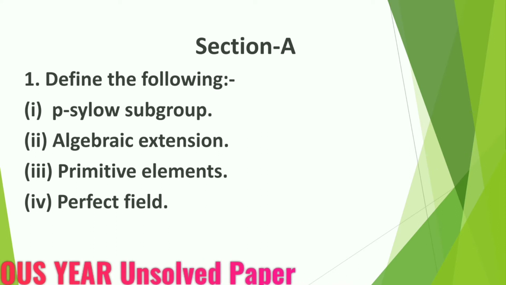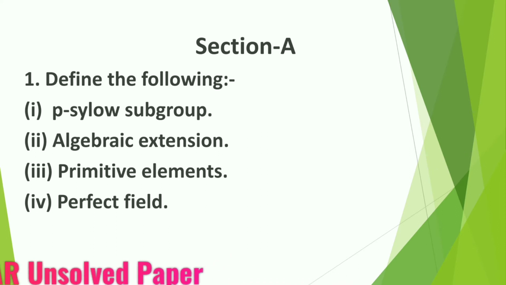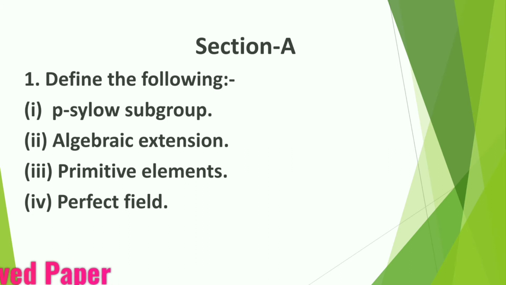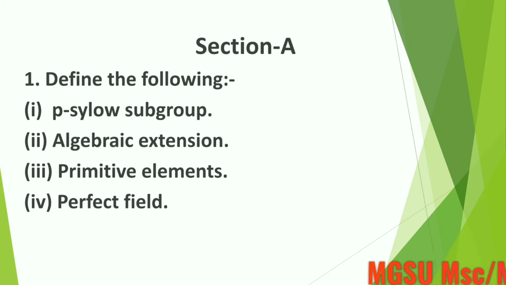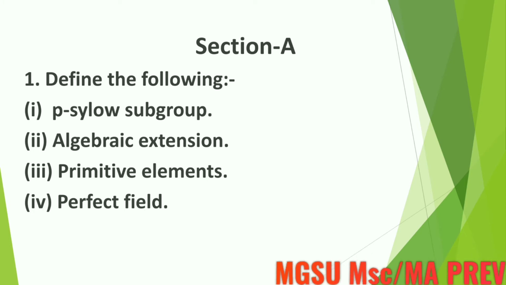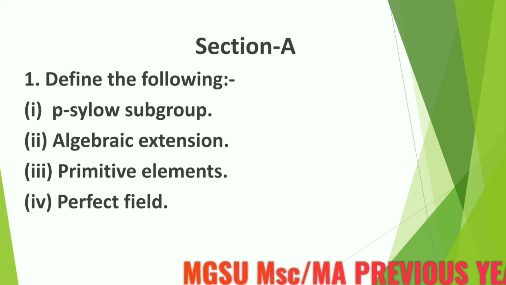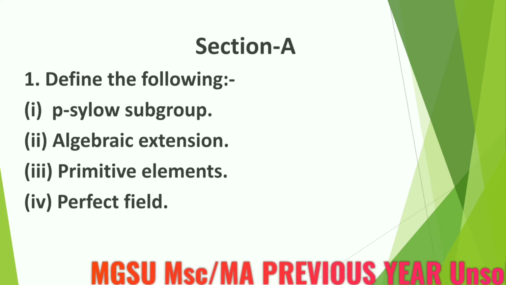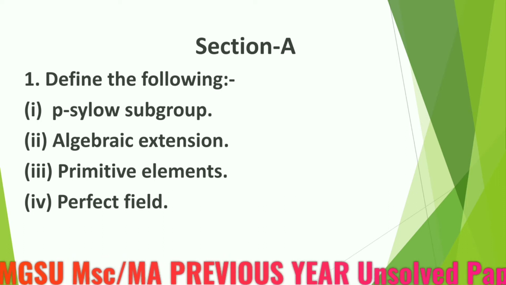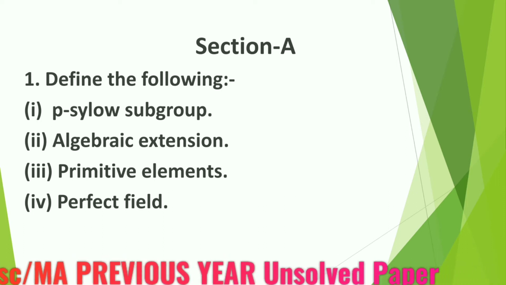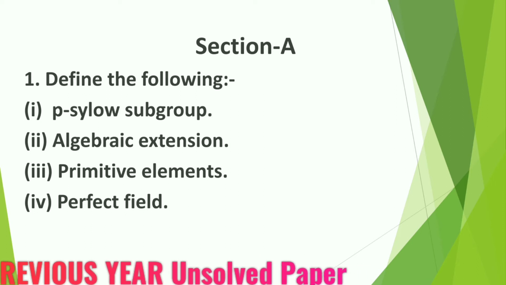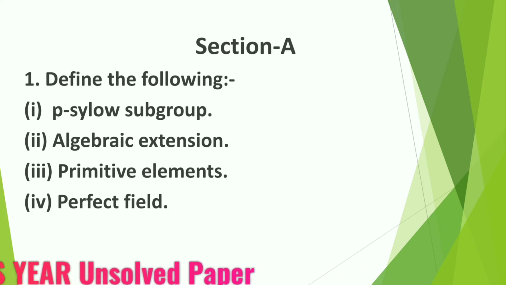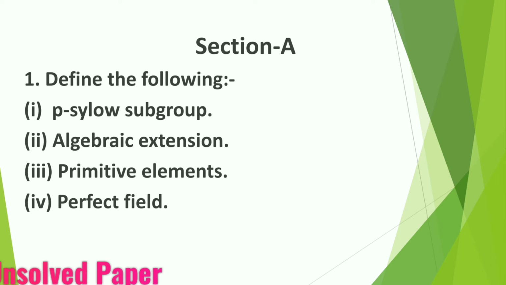Let us discuss section A. In the first question there will be 10 parts. You have to attend all 10 parts. First question, define the following. We have to write the definitions. First is what is the Sylow subgroup. Second is what is the algebraic extension. Third is primitive elements. Fourth is what is the perfect field. We have to write its definition and you can also give an example of that.